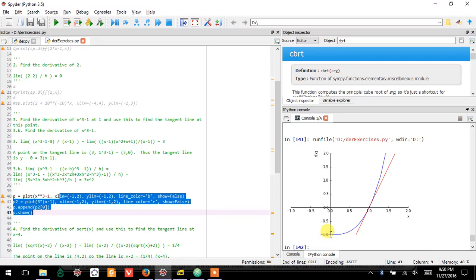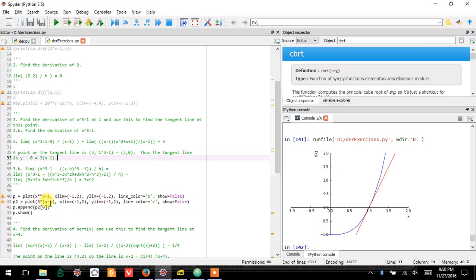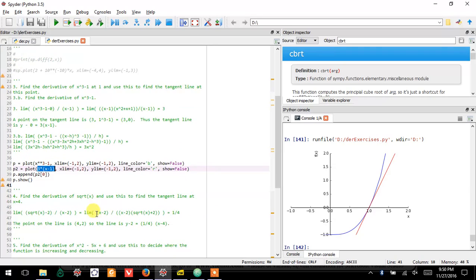And there it is, right? So the blue line is x cubed minus 1, and the red line is the tangent line, which we found by doing this here. And then I just kind of input it through SymPy as this, right? So just solving for y.